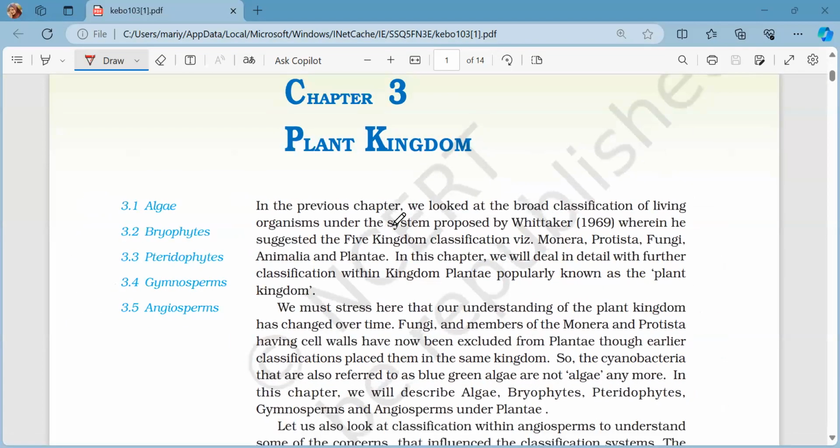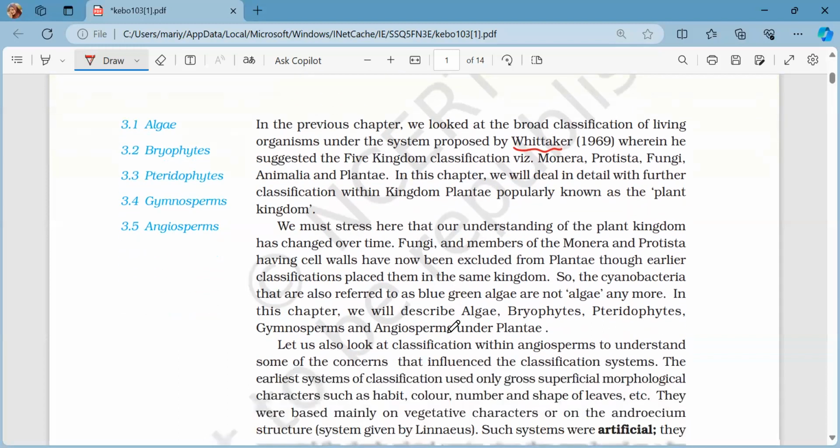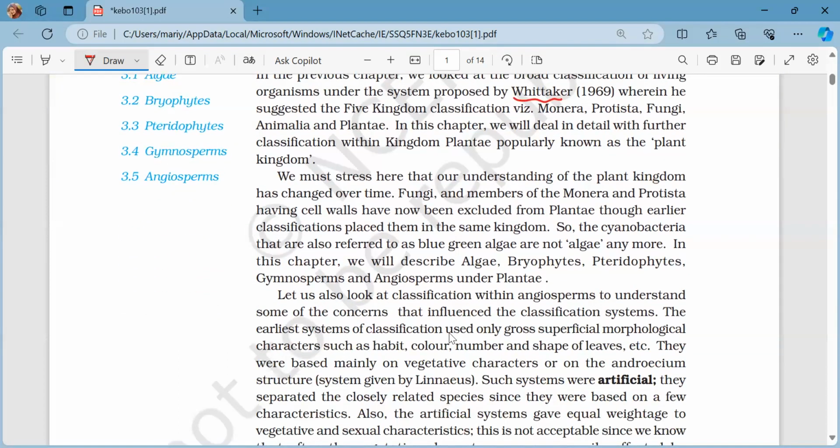All right. So we know that kingdom Plantae is one of the kingdoms that are actually classified by R.H. Whittaker, right? Now, in this particular kingdom, we have all of these.